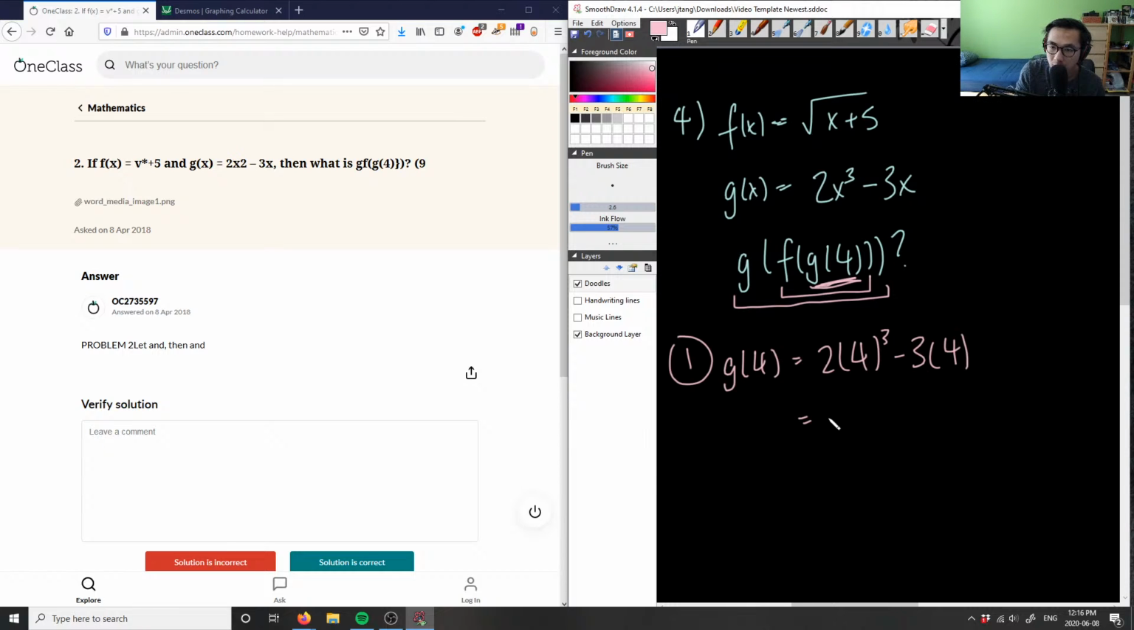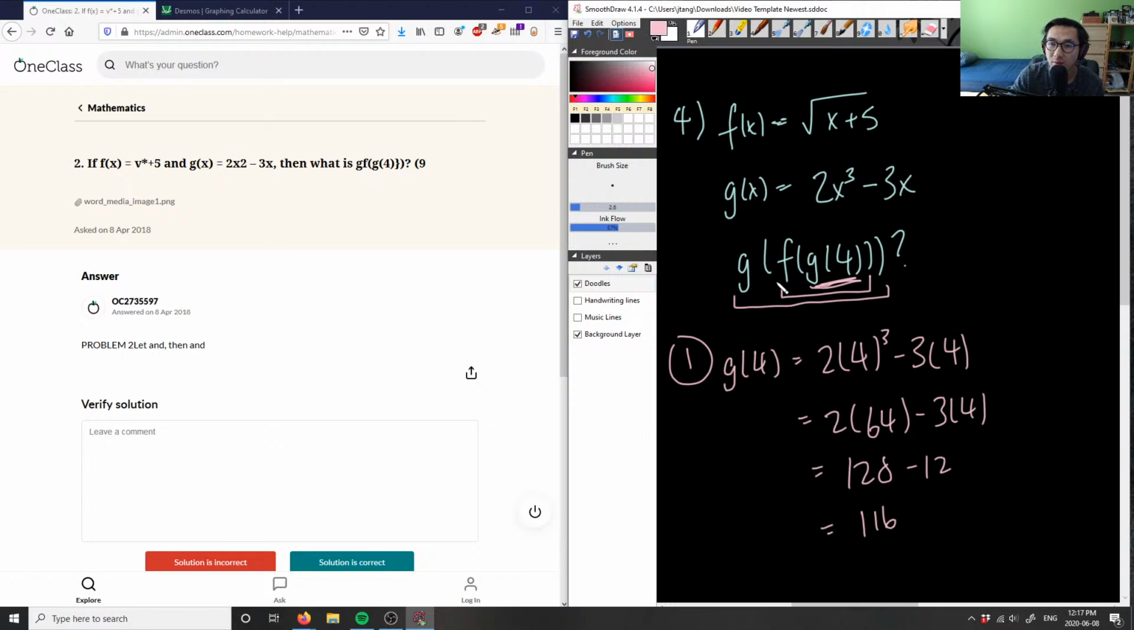This is going to equal 2 times 4 cubed. So 4 cubed, I believe, is 64. Minus 3 times 4 is going to give me 12. So 2 times 64 is going to give me 128. Let me just verify, 4 cubed is 64, yeah. 128 minus 12 is going to be 116. I believe 128 minus 12 is 116. So this is the first part of our problem, which is g at 4.